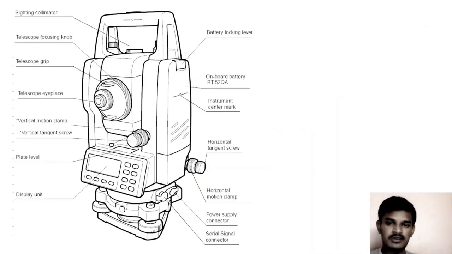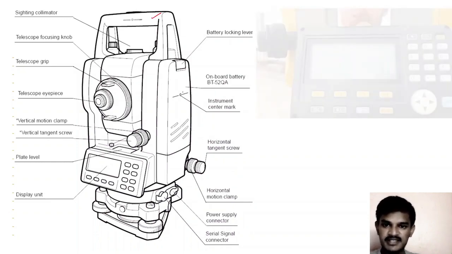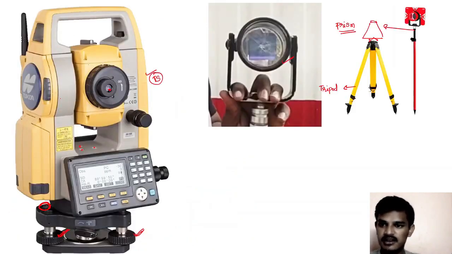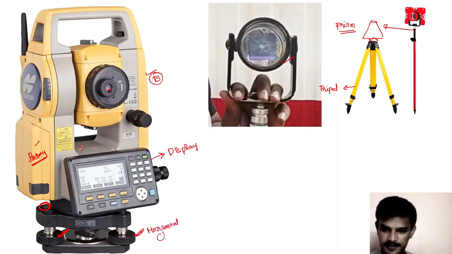Now let's see the components of this particular total station. This is the handle, and we have this battery locking lever, right? We'll be setting our battery here, on this side. And this is the display unit, right? And these are clamps. These are horizontal clamps, used for leveling, of course.